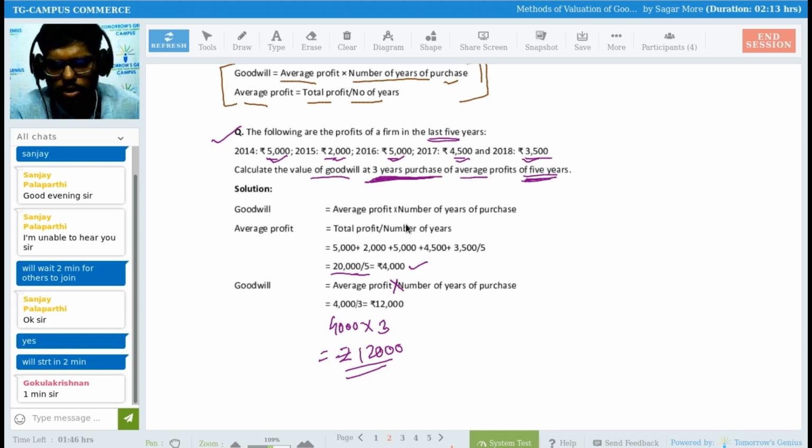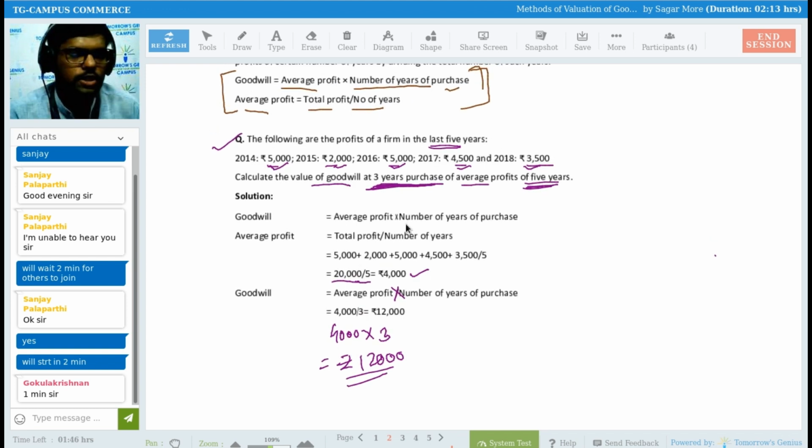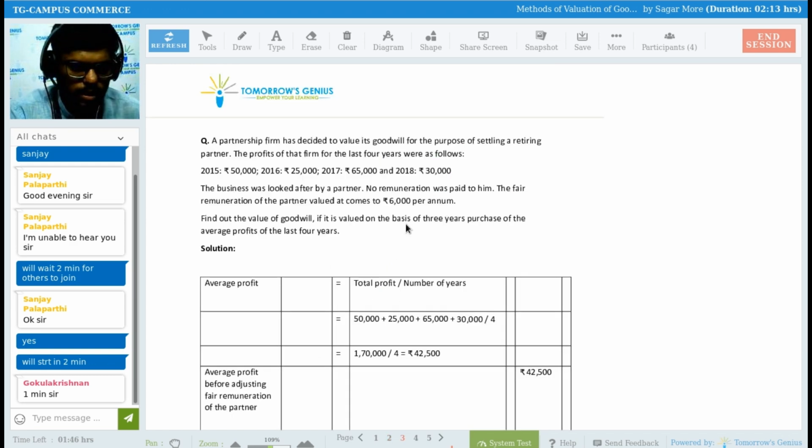Any doubt in this? Yes, Gokul? Yes, Sanjay, any doubt, any question? No, sir. Okay, good. Now, see the next question.